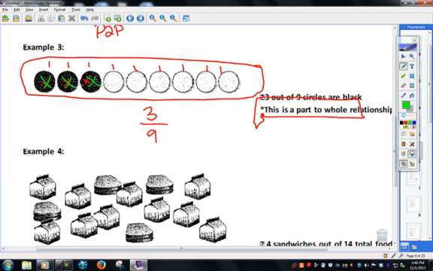Now, if it had said, okay, 3 black to 6 white, that would be a part to part. Okay? Because they don't add up to make each other. This 3 does not factor into that 6. But if I said there were 6 whites out of 9 total, that would be a part to whole. Okay? I hope this is clear. It's not difficult, but I just want to make sure we're all clear on it.